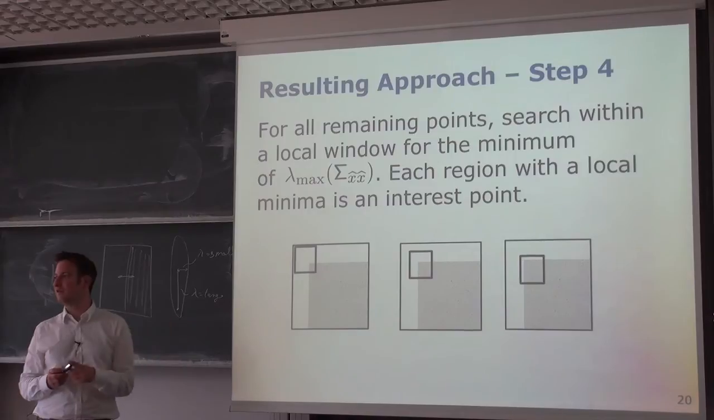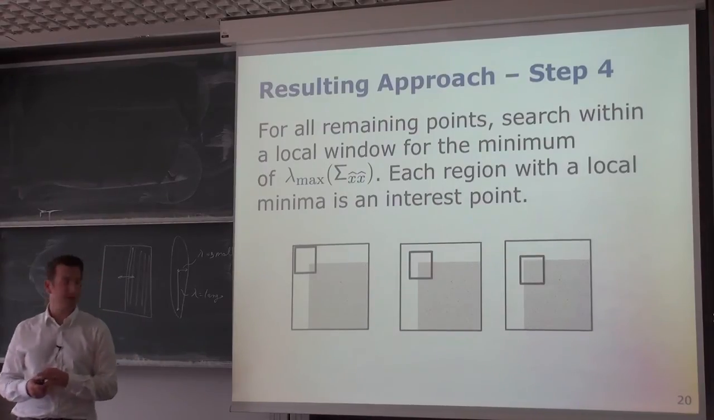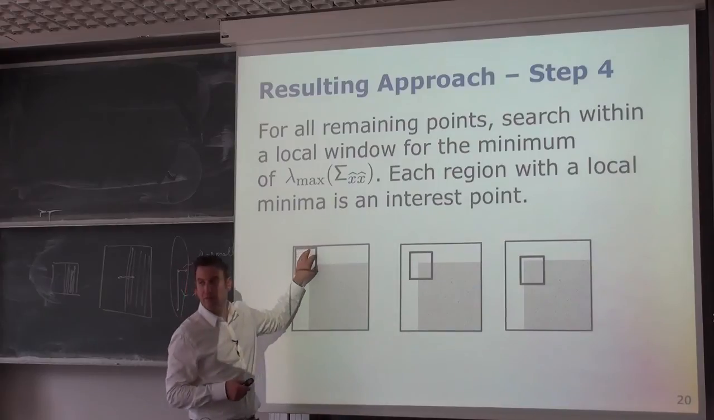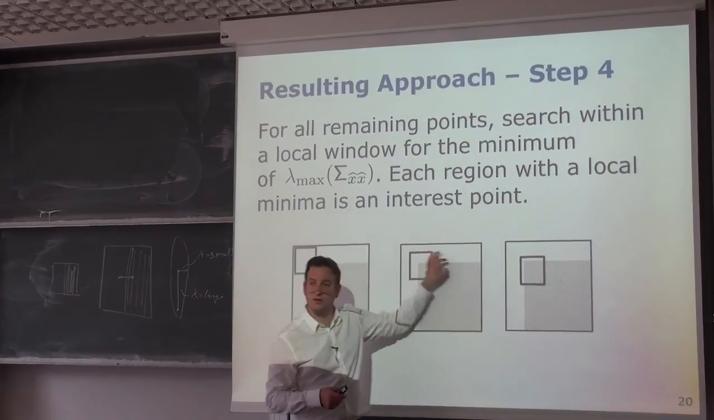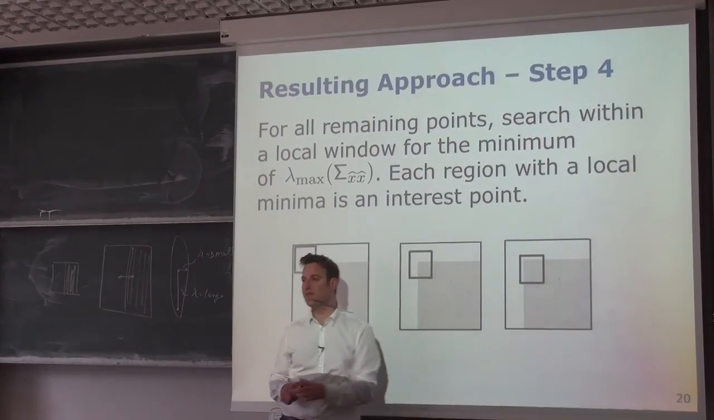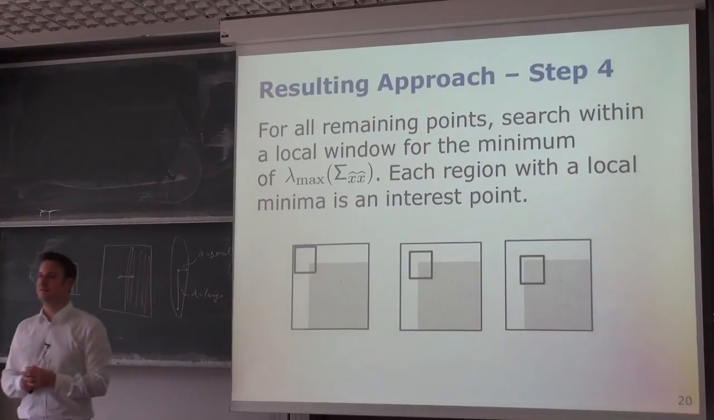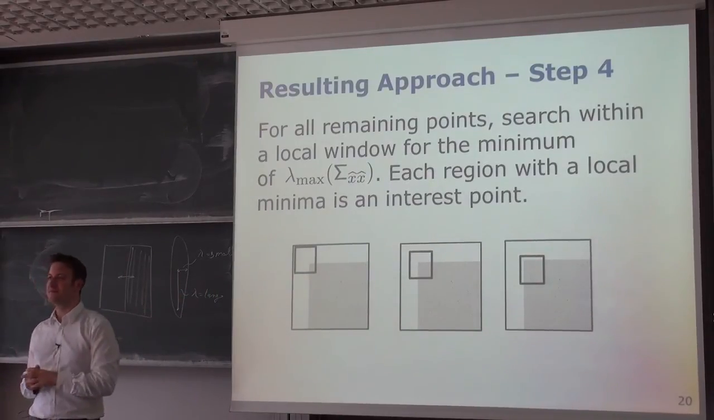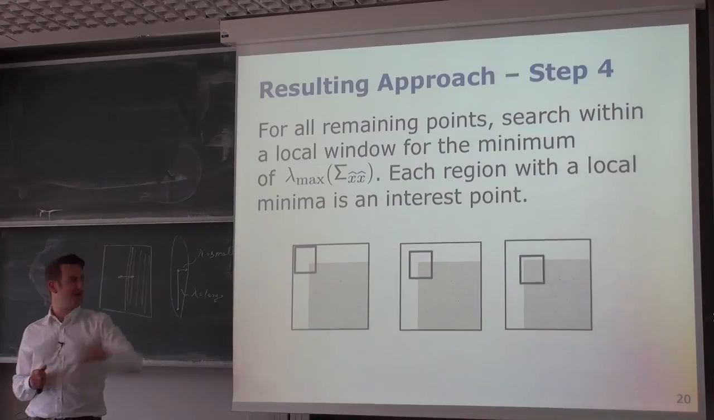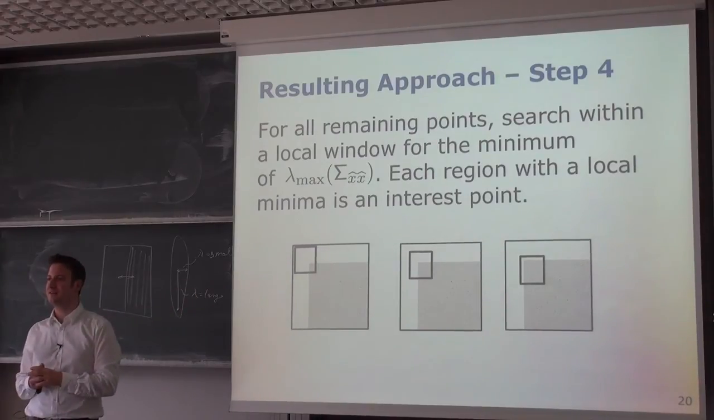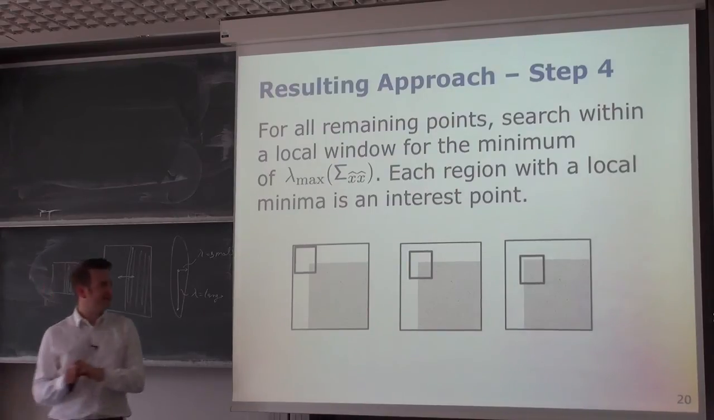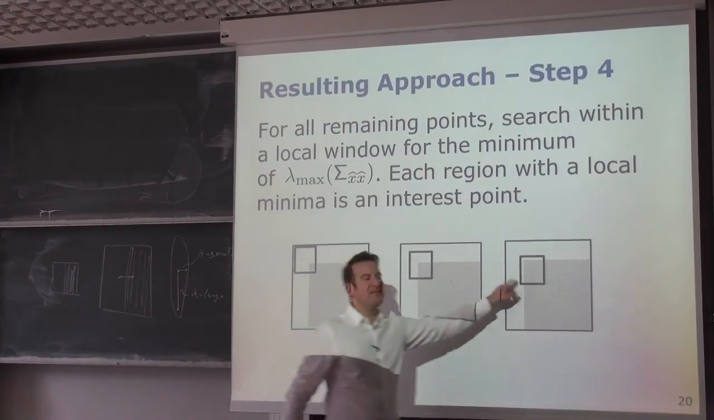So we assume they all have the same variance, which corresponds to the noise in my intensity values, and they all have the same size, so the same number of pixels. Is this one a good interest point? This one or this one? So 1, 2, 3. Who's for 1? Who thinks 1 is a good idea? Who thinks 2 is a good idea? Who thinks 3 is a good idea? Okay, so the majority says 1. This is a good idea.